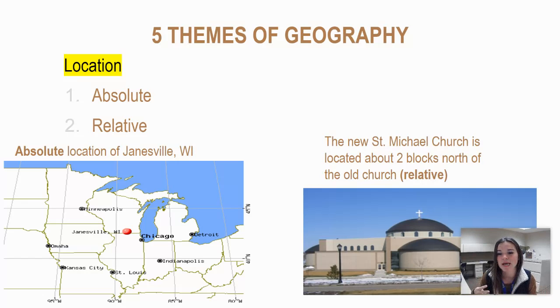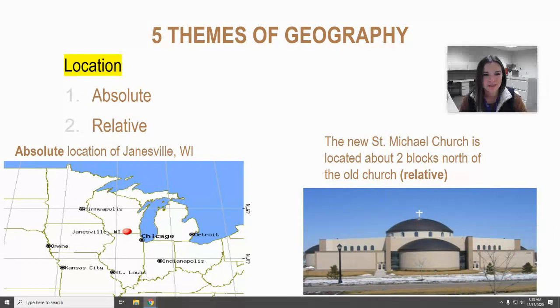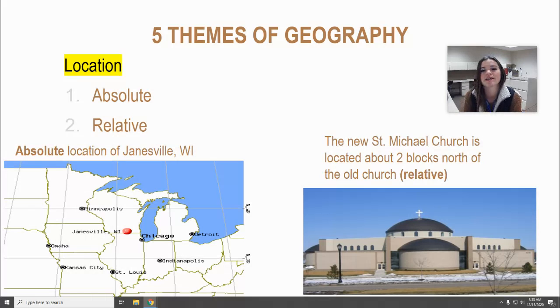First off, location. There are 2 types of location, the absolute location and relative location. Absolute location are exact coordinates. So there is the absolute location of Janesville, Wisconsin. Relative location would be the new St. Michael Catholic Church is located about 2 blocks north of the old church. So the relative location is much more casual, and it's using other places as a marker. So that is location.